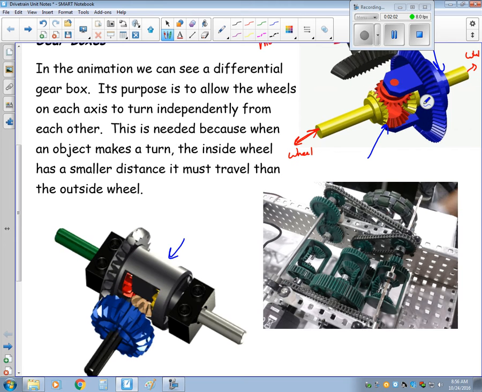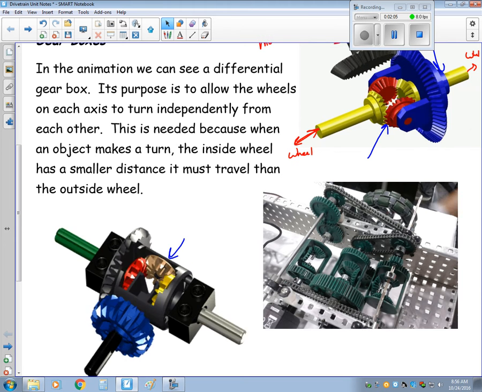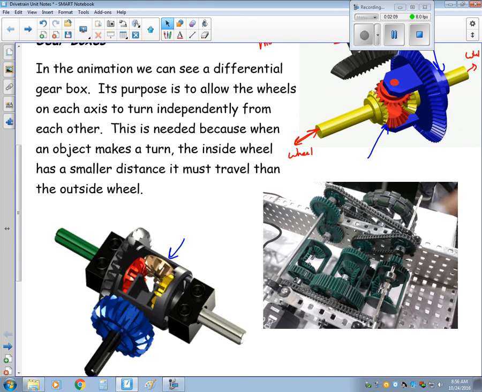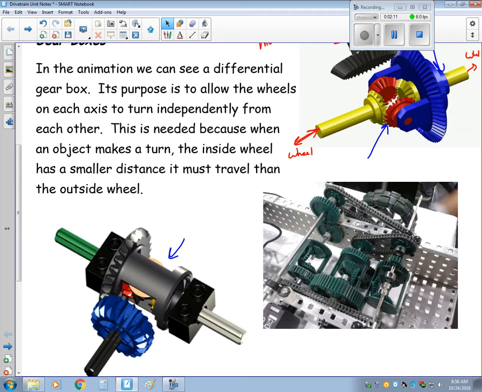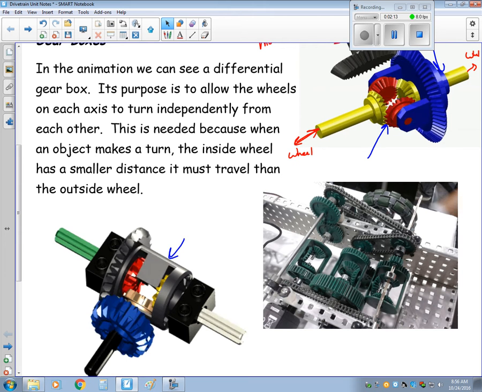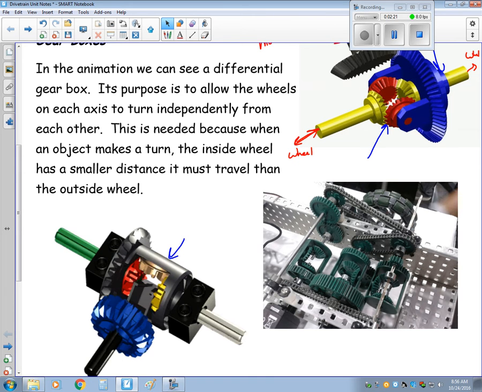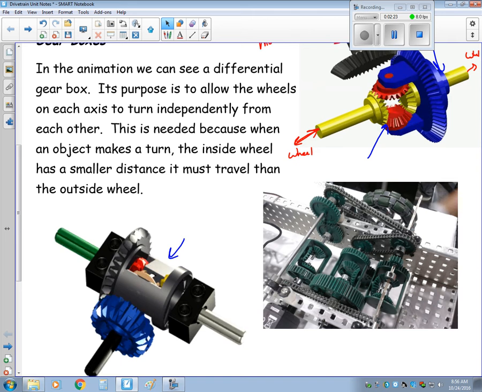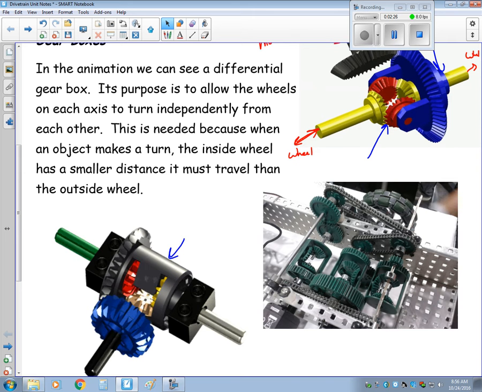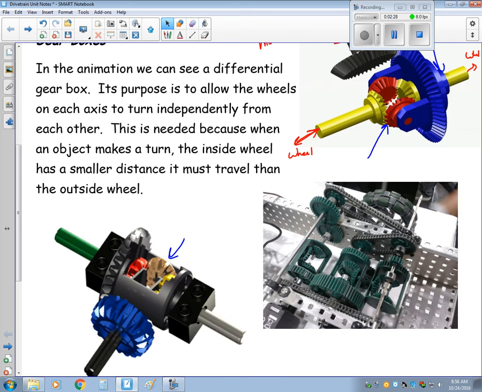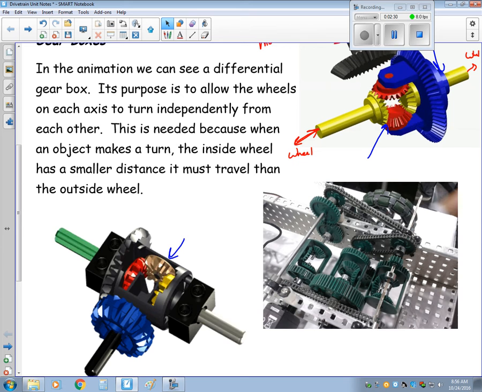A good example of this: if you've ever driven a four-wheeler, four-wheelers do not have differential gears. So when you go to make a turn, both wheels spin at the same speed. The inside wheel has a shorter distance to go than the outside wheel, but it's traveling at the same speed as the outside wheel. So you end up tearing up the grass on that inside wheel. The differential allows us to have the wheels spinning at different speeds.